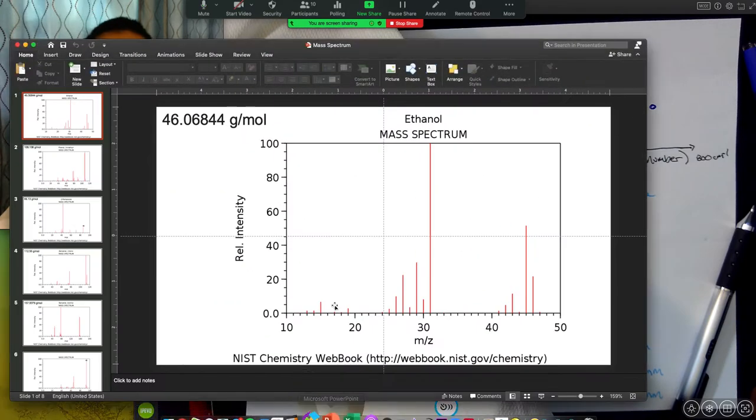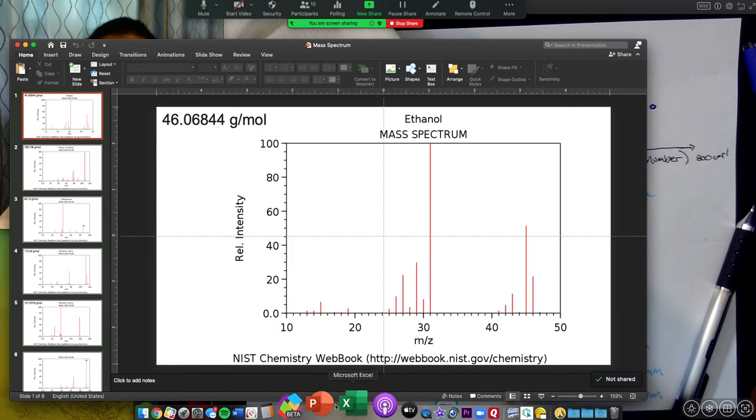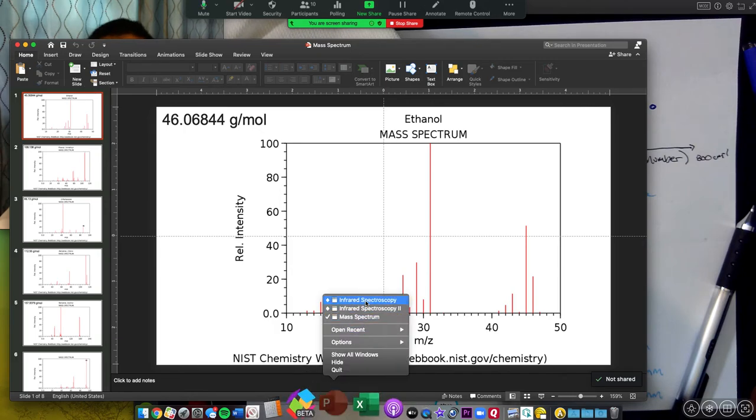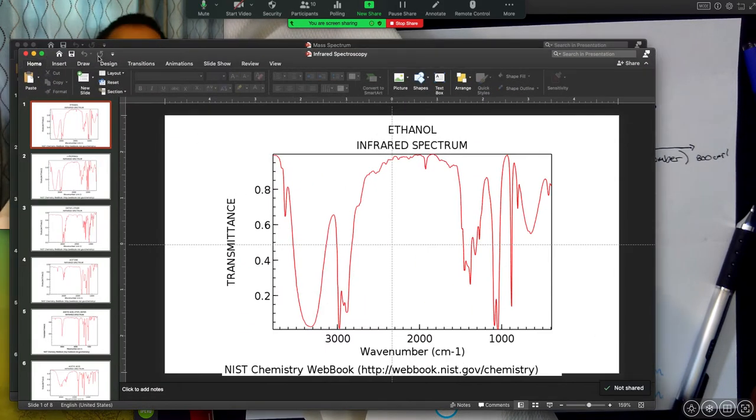is, woohoo, not that at all. That's a mass spectrum. Let's move to the other one, the infrared spectrum.